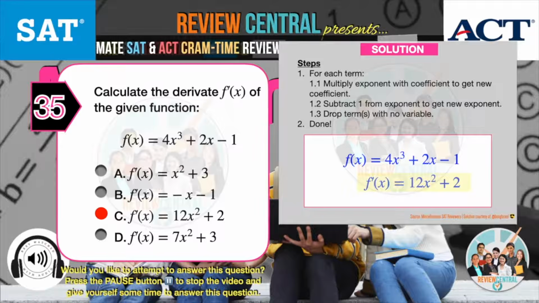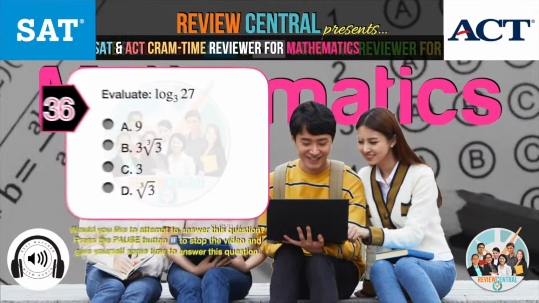We apply the same exact steps on the second term. Multiply the exponent, which is 1, to the coefficient, which is 2, to get the new coefficient. Subtract 1 from the exponent. 1 minus 1 equals 0. So the second term becomes 2x raised to 0. X raised to 0 is simply 1, so we simplify the second term further as simply 2. The third term has no variables, so we simply drop it altogether. Therefore, our first derivative is 12x squared plus 2. Calculus is no big deal, right?